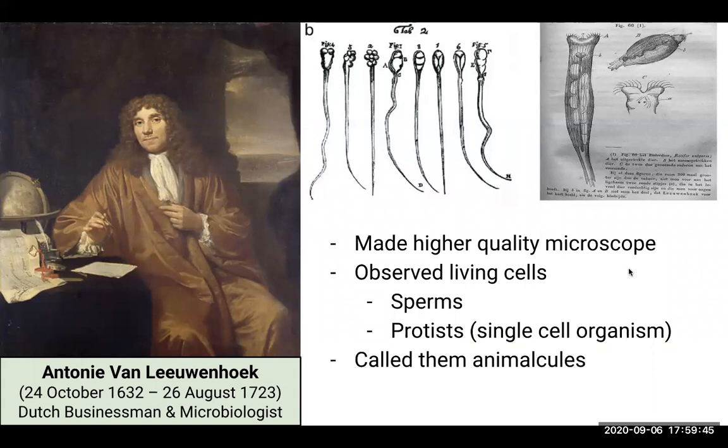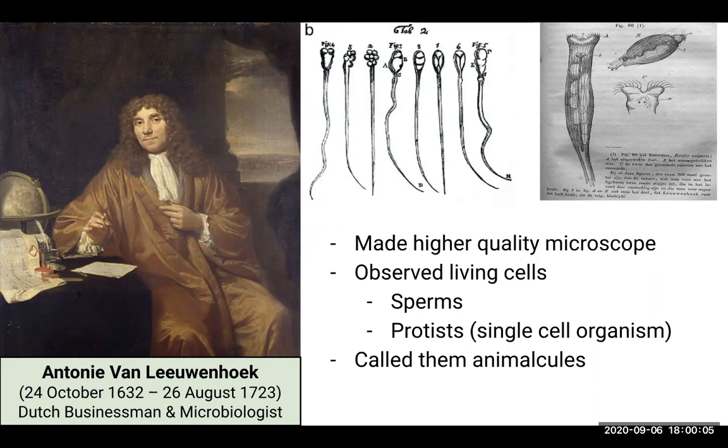However, what Robert Hooke looked at was the remnant of cells, the cell walls only. So they were dead cells and not living at all. And this gentleman here, Anthony van Leeuwenhoek, is the one who actually observed living cells.